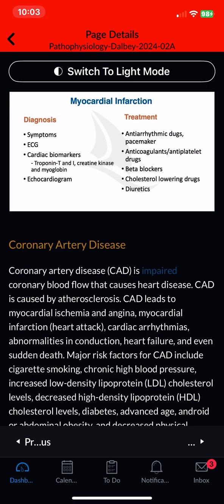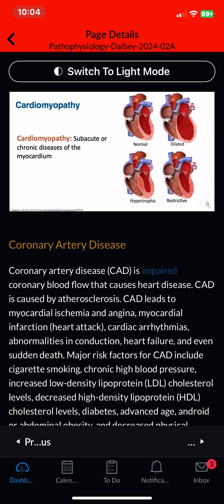So antiarrhythmic drugs or a pacemaker can help to reestablish a proper cardiac rhythm if that's necessary. Anticoagulant and antiplatelet drugs help to decrease the risk of a thrombosis. Beta blockers decrease workload on the heart by blocking the sympathetic nervous system stimulation. And cholesterol-lowering drugs treat hyperlipidemia that can lead to atherosclerosis in CAD. And also diuretics will decrease water and sodium retention and help to lower blood pressure.